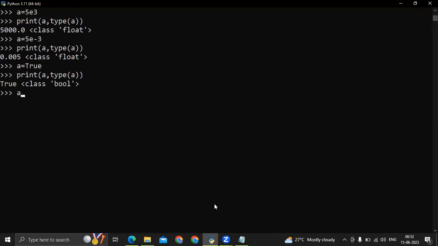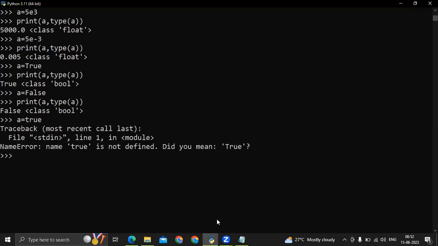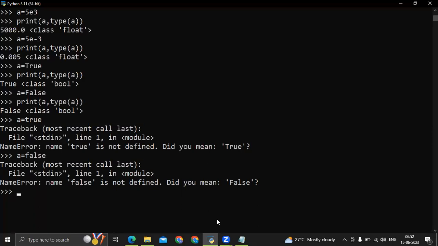Now if I write A is equal to false, now print A. It is class bool. Now if I write A is equal to true with a small t, students, please remember, we'll get the error: true is not defined. So T should always be capital. If I write A is equal to false with a small f, again we'll get the error.